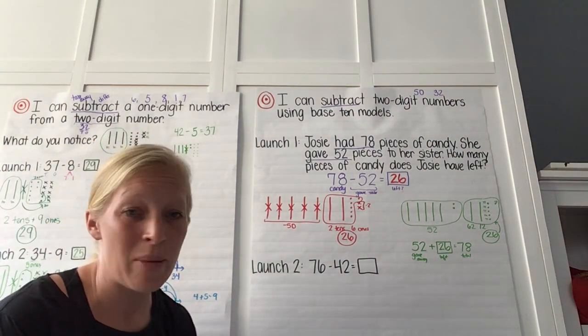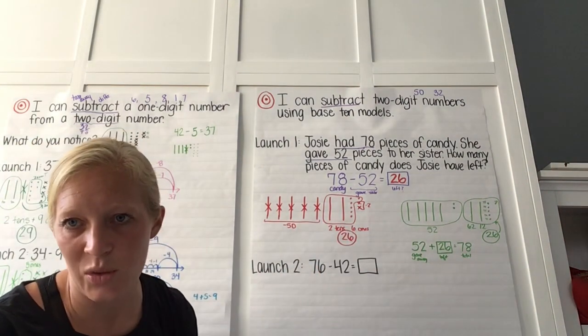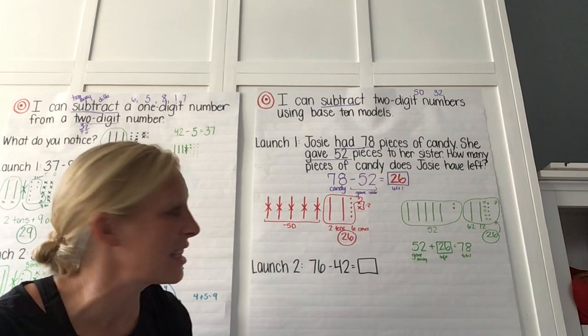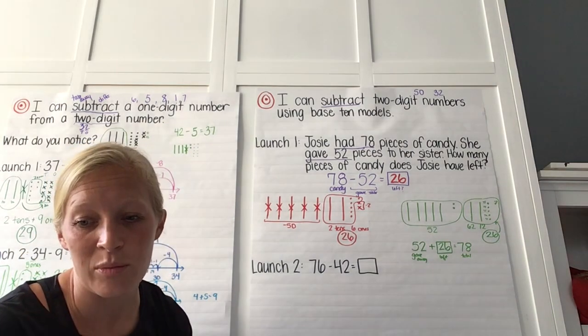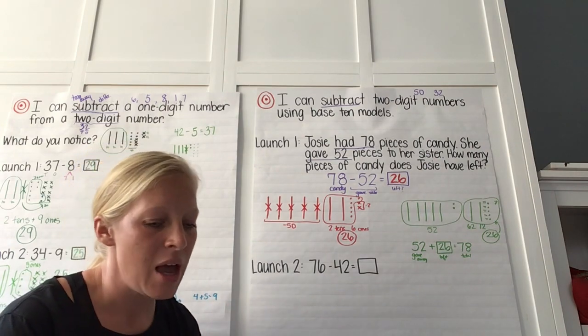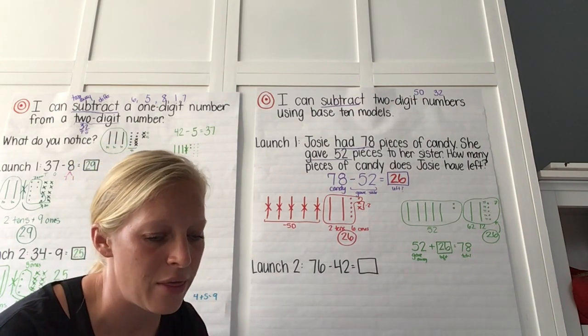Let's go ahead and use what we know about this to help us solve this next one. Our next problem is 76 take away 42 equals blank. No story this time, okay? How would you go about solving this work?